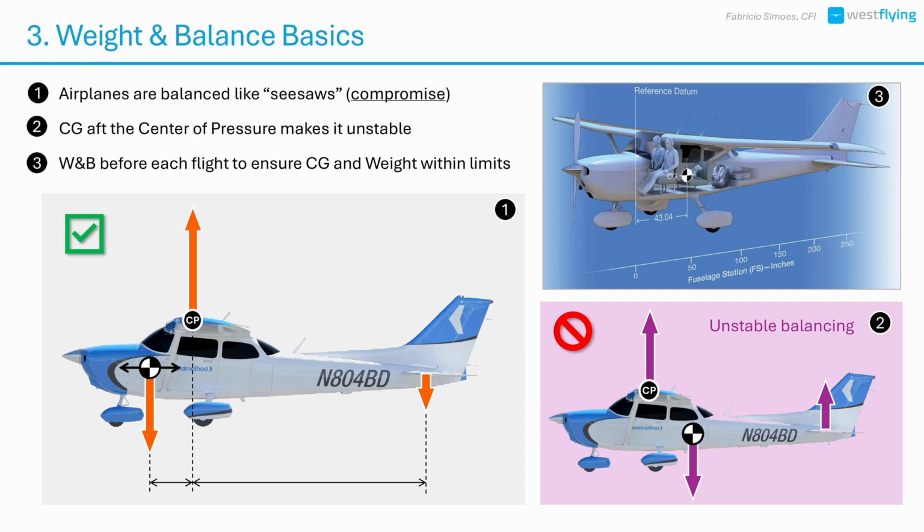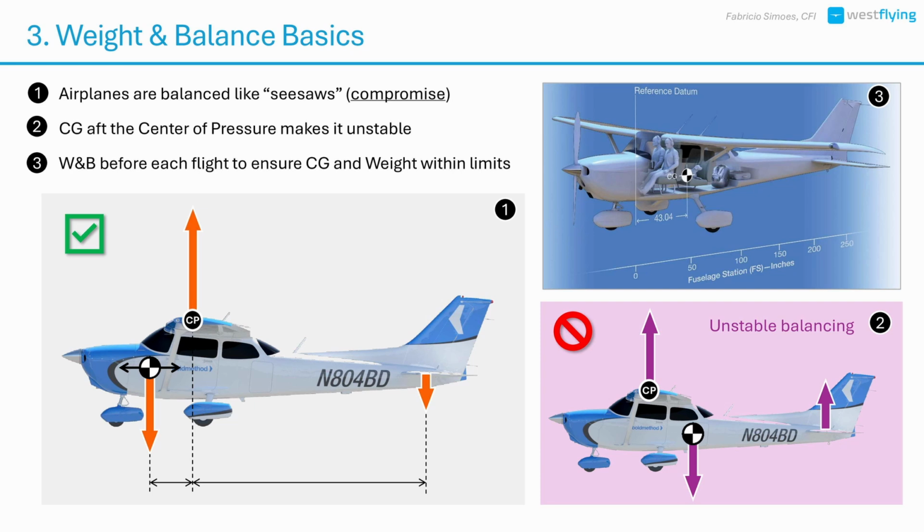Now, what happens if the weights inside of the airplane are placed way aft and the CG becomes aft of the center of pressure? That's what we call unstable balancing, and you can see it represented in the purple picture on the right-hand side. In this kind of balance, if the elevator stalls or loses some authority, the airplane would start falling nose up. The airflow over the wings would not increase in the direction it should, so it would be harder, or maybe impossible, to recover from a situation like that.